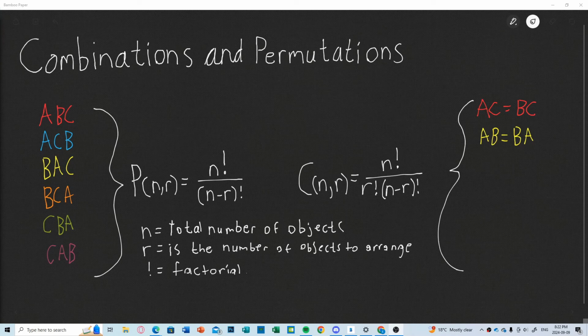Today we're going to be going over combinations and permutations. So first we're going to talk about permutations. A permutation is an arrangement of objects in a specific order. The order actually matters for permutations.